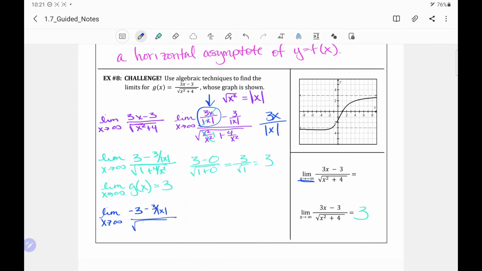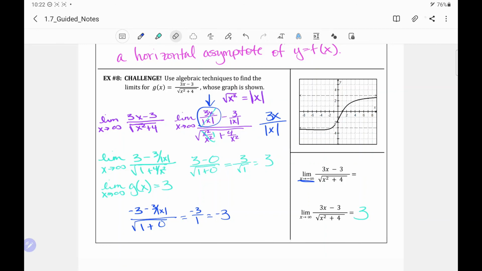So what is that telling me? If everything else is staying exactly the same, then what's going to happen? I'm going to get negative 3 over 1, so it's just going to be negative 3. So we kind of took a shortcut there. And I just realized I sort of plugged in and canceled at the same time. This wouldn't be good for the AB exam.